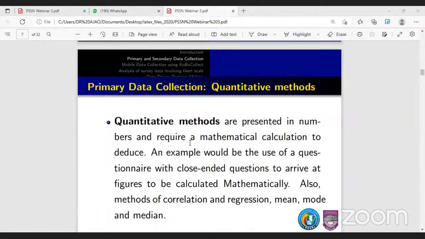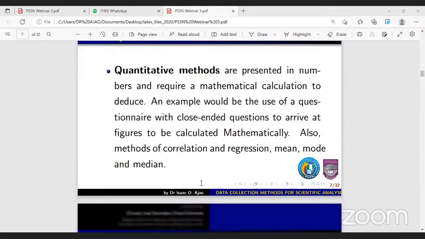They are presented in numbers and require mathematical calculation to deduce, because this is where we do our standard deviation, variance. It has close-ended questions to arrive at figures to be calculated mathematically. So methods of correlation and regression, mean, mode are done. At times we are surprised when you see data that are collected through other means, and they'll be telling you this is the mean, this is the variance, and these are people that you cannot even argue with, but you know what they are doing is wrong. And that's one of the reasons why we are doing this seminar.